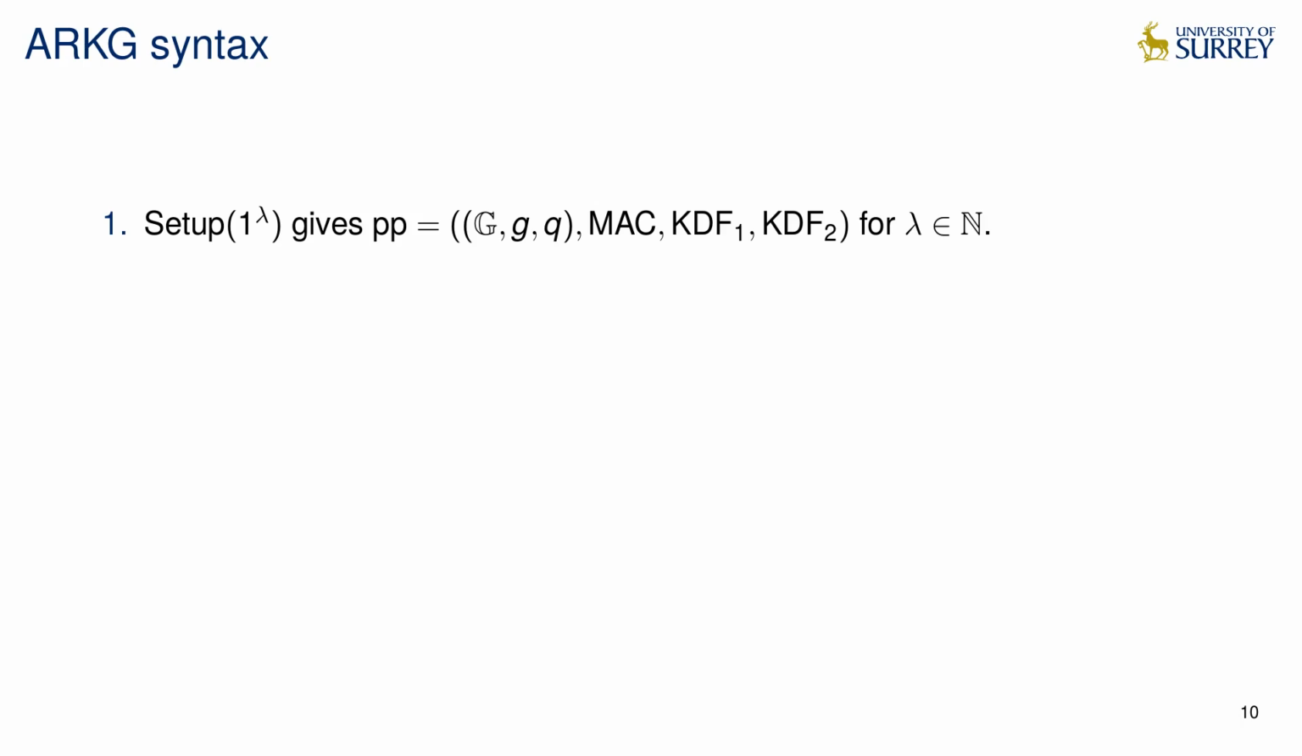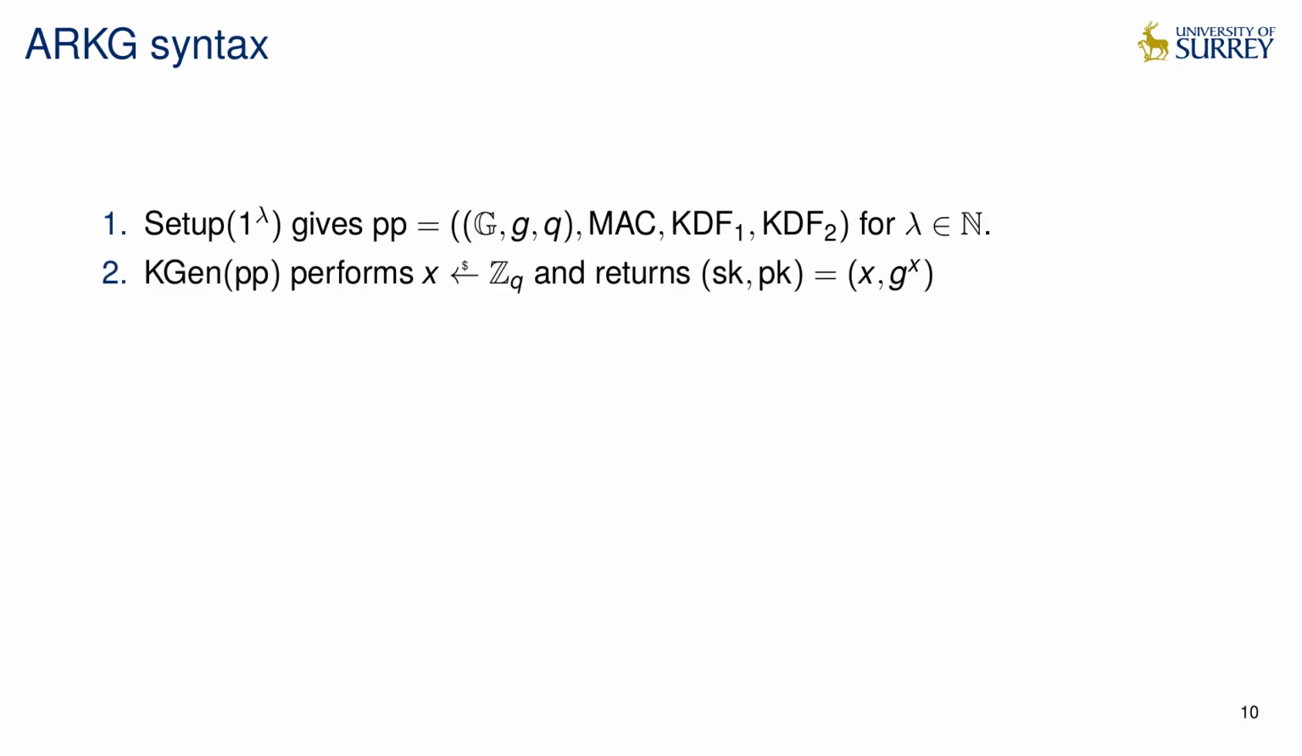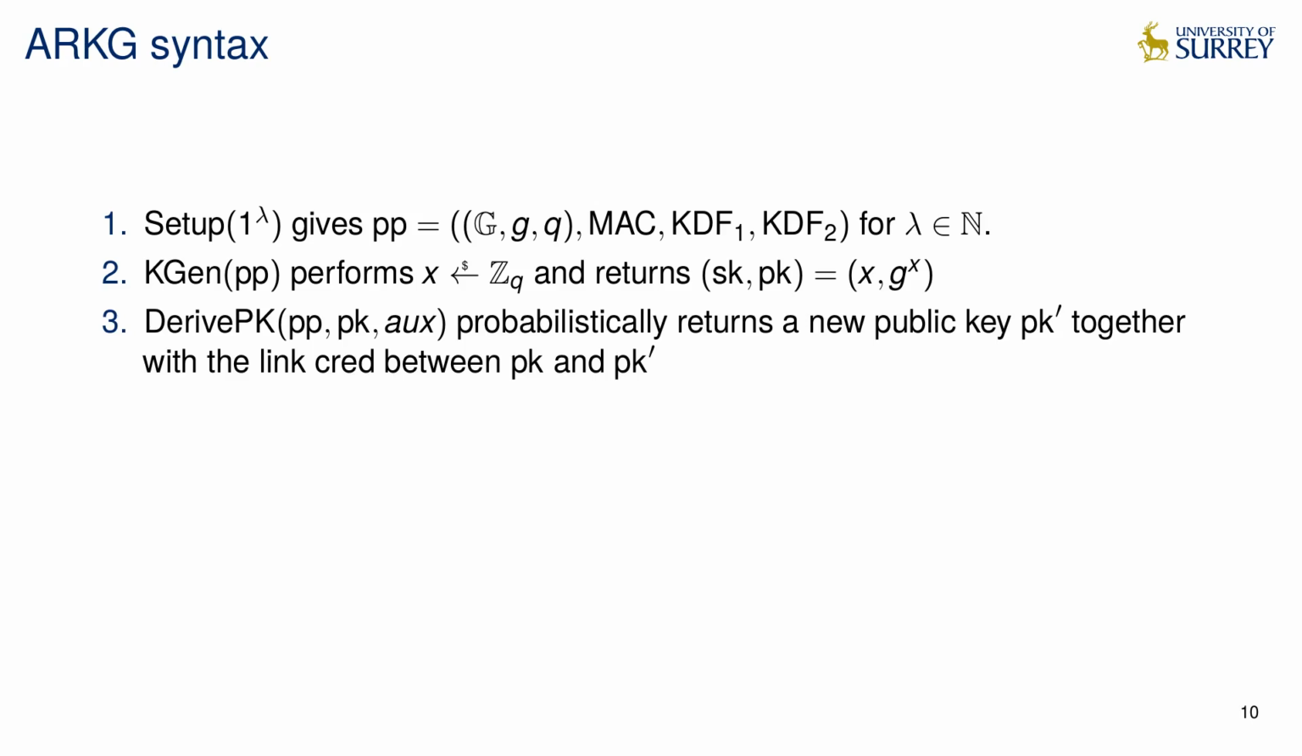ARKG consists of 5 algorithms. Setup, when given a security parameter, outputs public parameters for the scheme. Kgen samples and returns a public-private key pair. Derive PK takes as input an initial public key and auxiliary data, and probabilistically returns a new derived public key PK prime, together with cred.